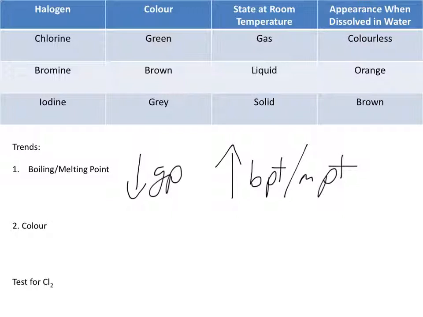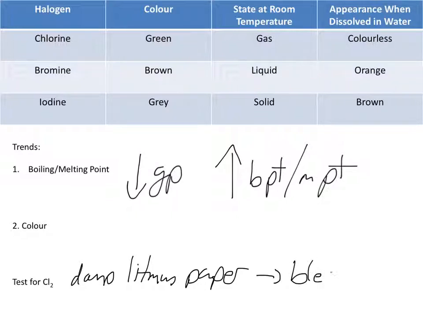You also need to know the test for chlorine. To test for chlorine, we'd use a piece of damp litmus paper. If you put chlorine with damp litmus paper, it bleaches it. It goes white. So a 2-mark question would be, describe the test for chlorine, and it would be, put a piece of damp litmus paper in and it bleaches it. Notice that's the test for chlorine, that's not the test for chloride. Those are two different things, and I'll explain that in a little bit.